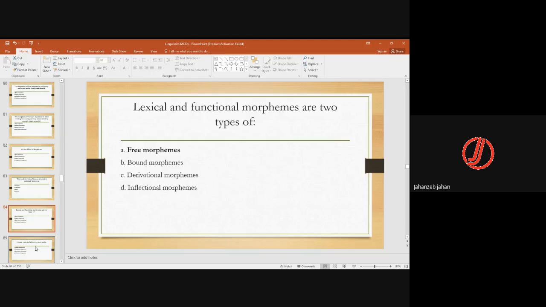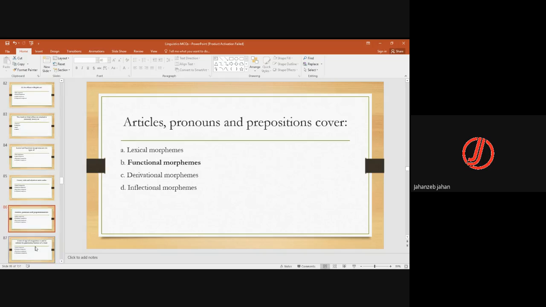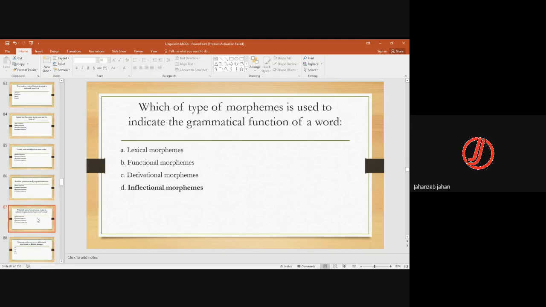Lexical and functional morphemes are two types of free morphemes, कि ये they can stand on their own. Nouns, verbs, and adjectives, they are lexical morphemes. Like they're free morphemes. Articles, pronouns, and prepositions cover functional morphemes, जिनको हम derivational morphemes भी कह सकते हैं. Bound morphemes कह सकते हैं.